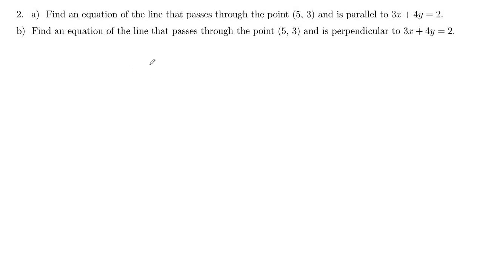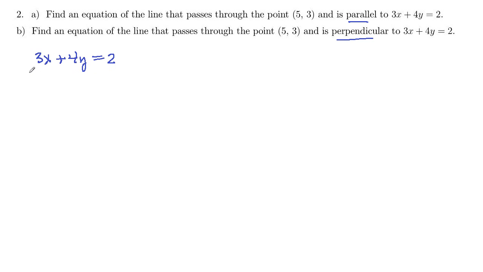In problem number 2, here we are finding some equations of parallel and perpendicular lines. So we have this given equation 3x plus 4y equals 2, and then we've got a point 5 comma 3. So first we need to find the slope of the given line. So take that 3x plus 4y equals 2 and solve for y.